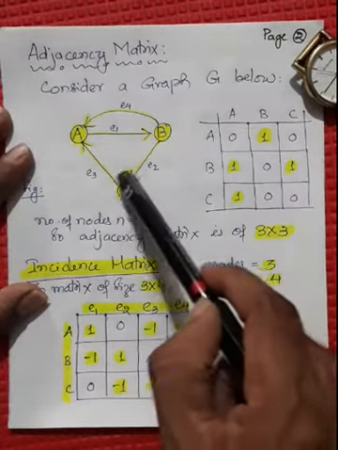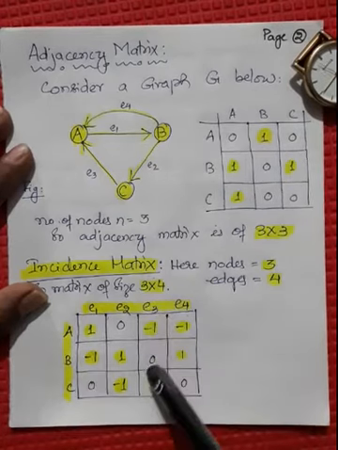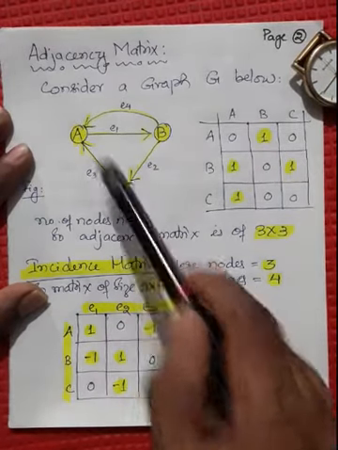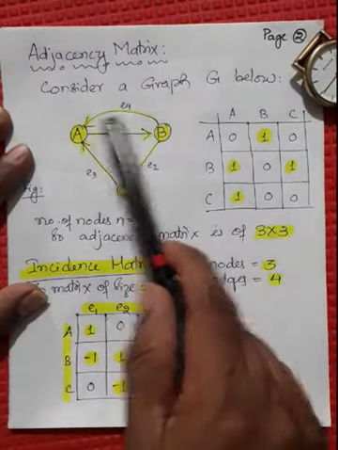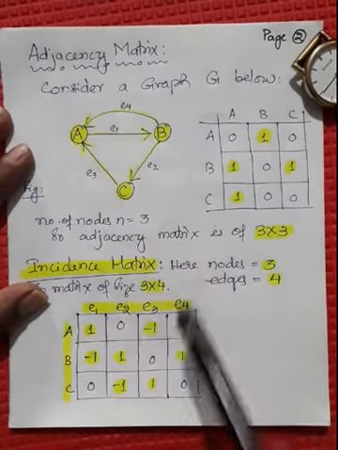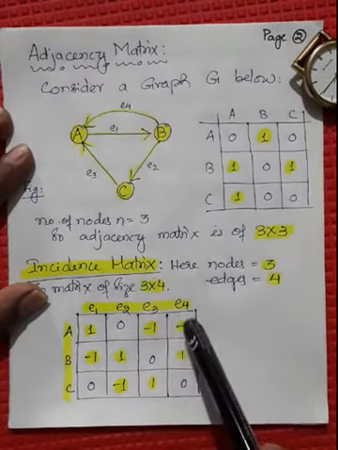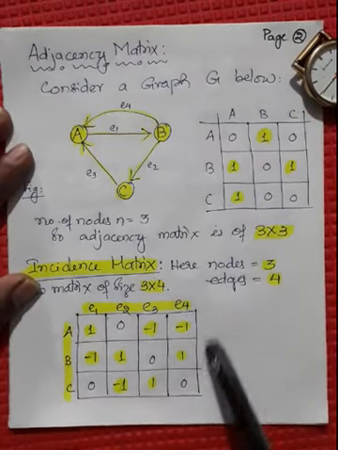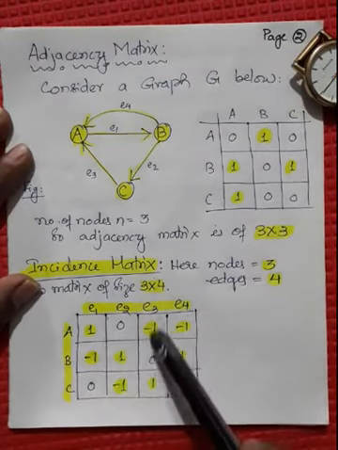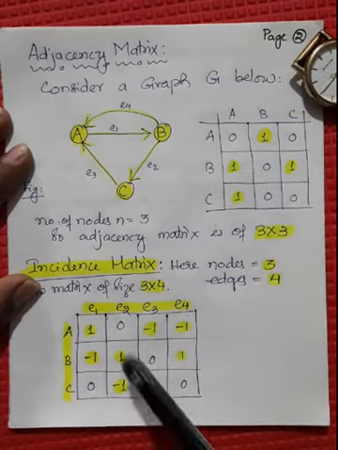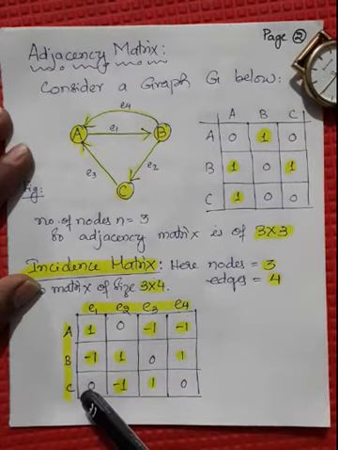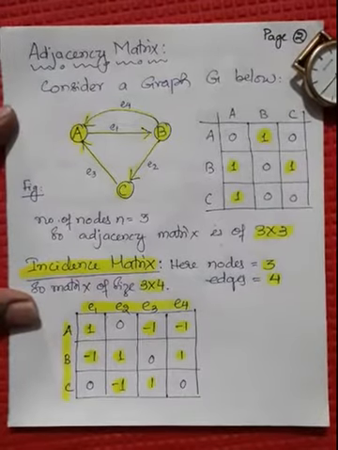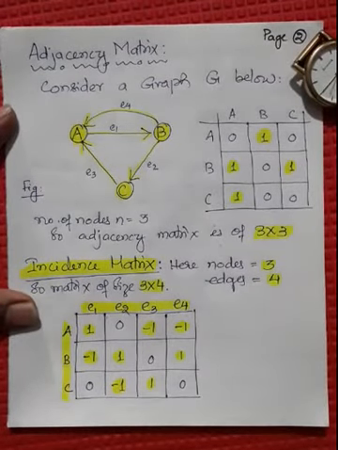Similarly for E3, C is the source, so it is 1. Destination is A, so it is -1, other is 0. Now similarly for E4, source is B, destination is A, other value is 0. So in the incidence matrix, we input the data by focusing on the edges, where 1 represents the source for each edge, -1 represents the destination, and others are non-related. So I think we have understood the way to store an adjacency matrix and an incidence matrix.